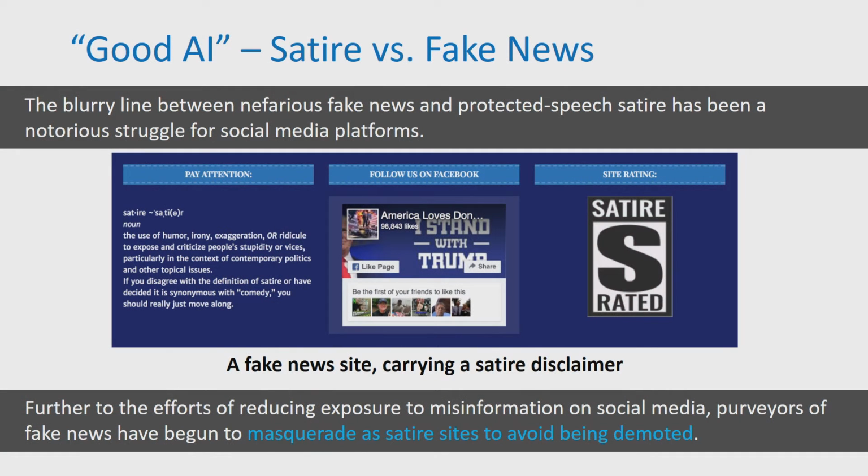They had to create a new flag for satire, separate from the flag for fake news. But then what would happen? What we already see happening: the fake news creators start to claim that they're actually satire. They put badges, like you can see on this slide, with disclaimers saying that the content is satirical. So this brings this interesting challenge. Can we use AI to detect fake news versus satire?